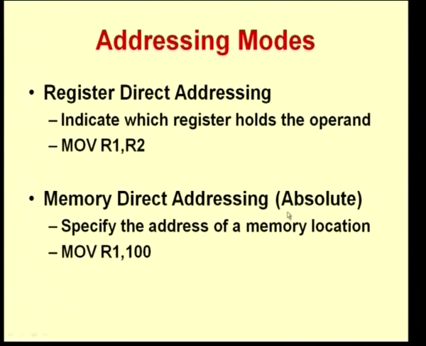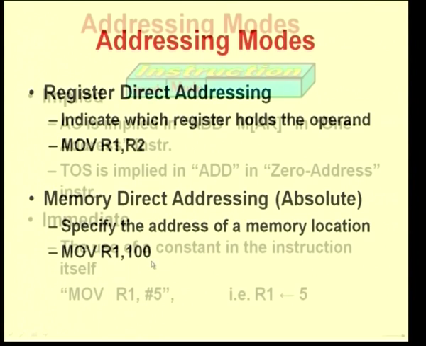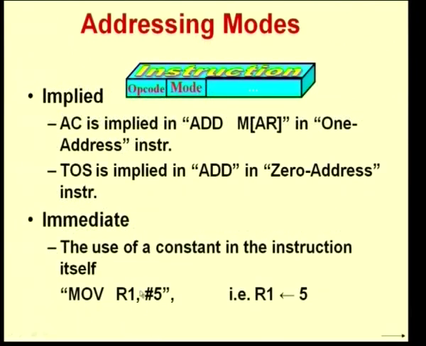Because we are actually specifying absolute memory addresses, if you have something like this, move r1 comma 100, this 100 here, remember, is not a value, but the address of a memory location. If you compare this with the immediate addressing that we had earlier, in immediate addressing we said move r1 comma hash 5. Typically this hash indicates that it is an immediate value.